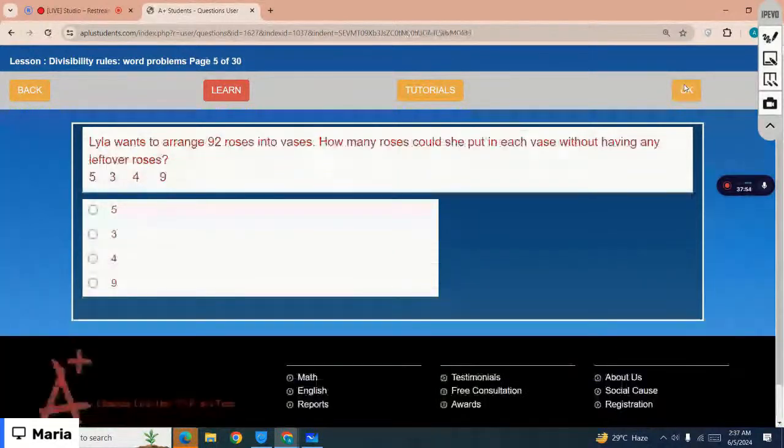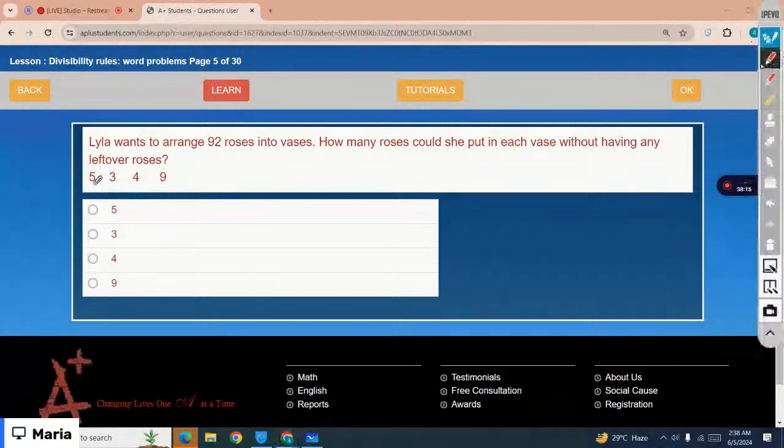Leila wants to arrange 92 roses in vases. How many roses could she put in each vase without having any leftover flowers? So, which is the correct option? You have to apply the divisibility rules. 92 is not divisible by 5, right? Let's add 9 plus 2, which is 11. You cannot divide 11 by 3, right? That means the number is not divisible by 3.